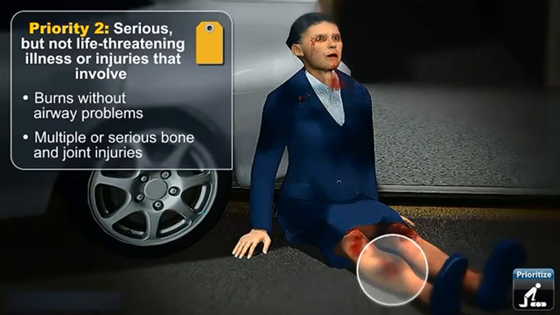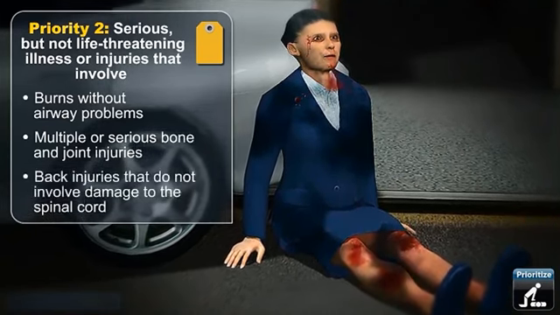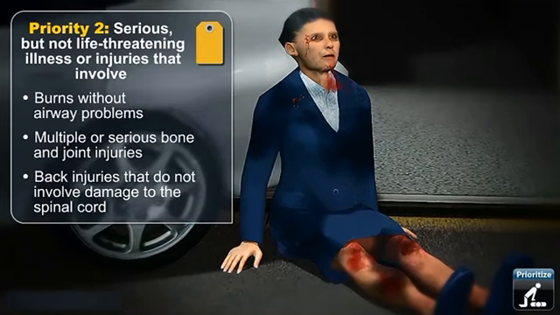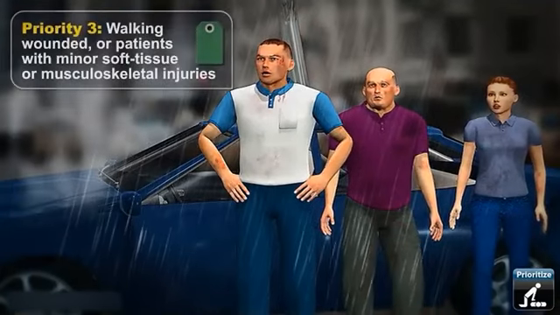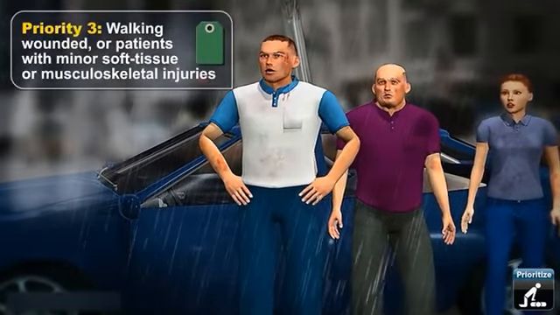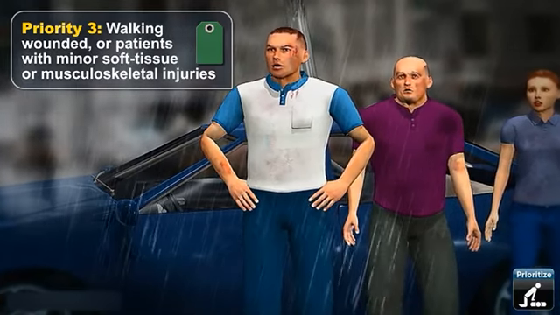multiple or serious bone and joint injuries, as well as back injuries that do not involve damage to the spinal cord. Priority 3. Walking wounded, or patients with minor soft tissue or musculoskeletal injuries.